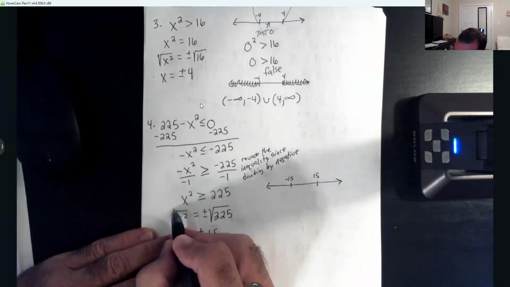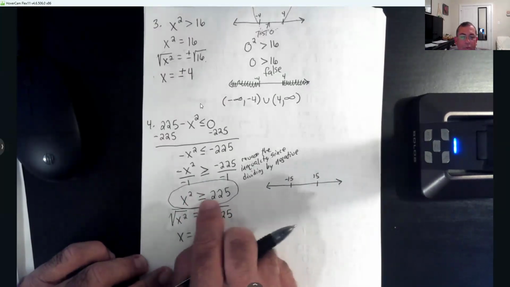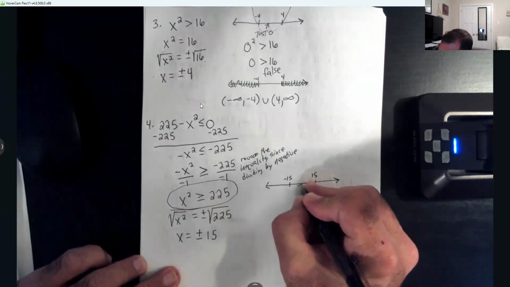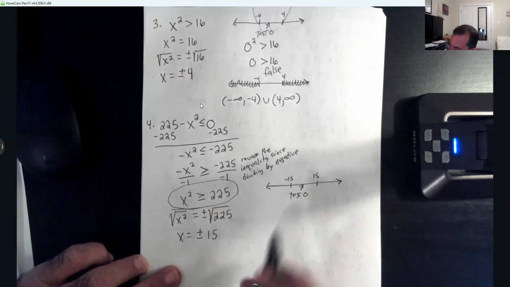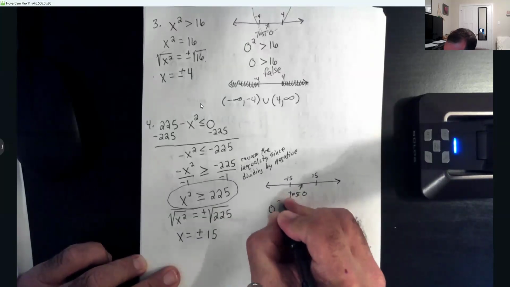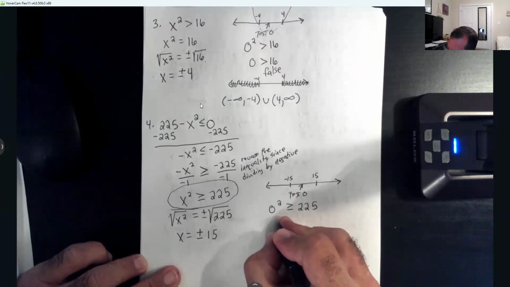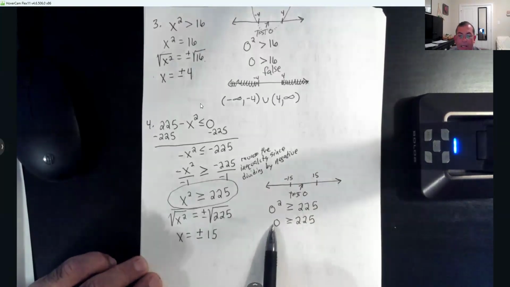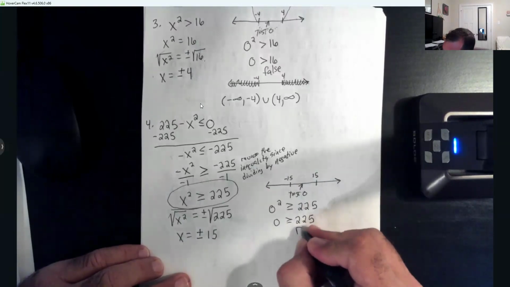And y'all, when I test it, I'm actually going to do this one right here. And that's the last one I had where everything was set up like I needed, okay? I'm going to test 0. So 0 is in between the negative 15 and 15. So y'all, true or false? 0 squared greater than or equal to 225. Well, 0 squared is 0. But y'all, 0 is not greater than 225. It is less than 225. So this is false again.